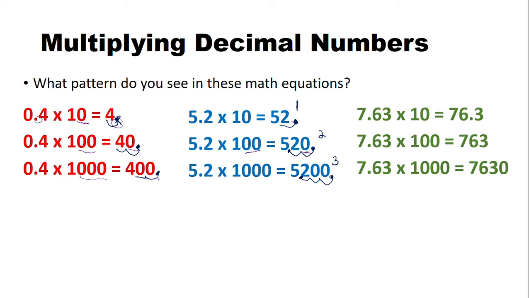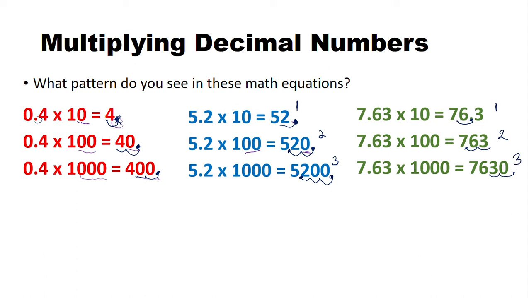Let's check our 2 decimal number now, 7.63. The decimal used to be here, and now I can see it here. So it's only moved 1. In this one, we can see the decimal has moved 2. And in this one, the decimal has moved 1, 2, 3.